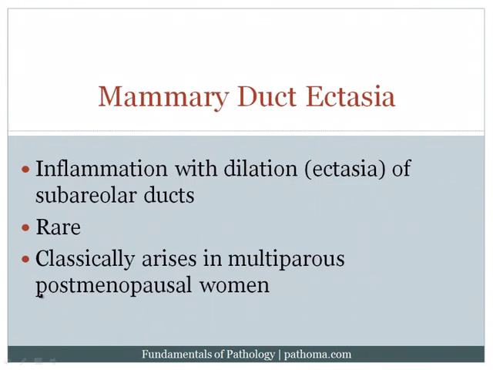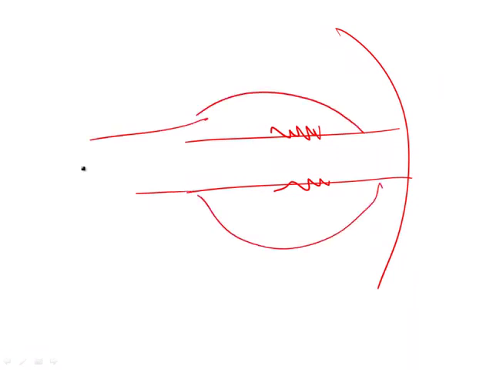The next disorder is called mammary duct ectasia, and the idea here is, again, go back to the whiteboard, here's the skin, and then you've got this normal duct, and you get inflammation of the duct, and when you get inflammation of the duct, you get some dilatation of that duct. That's called mammary duct ectasia.